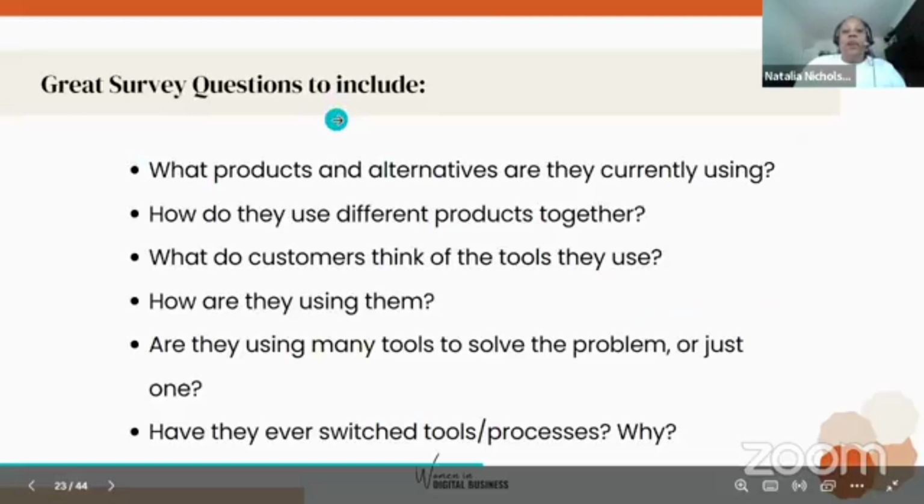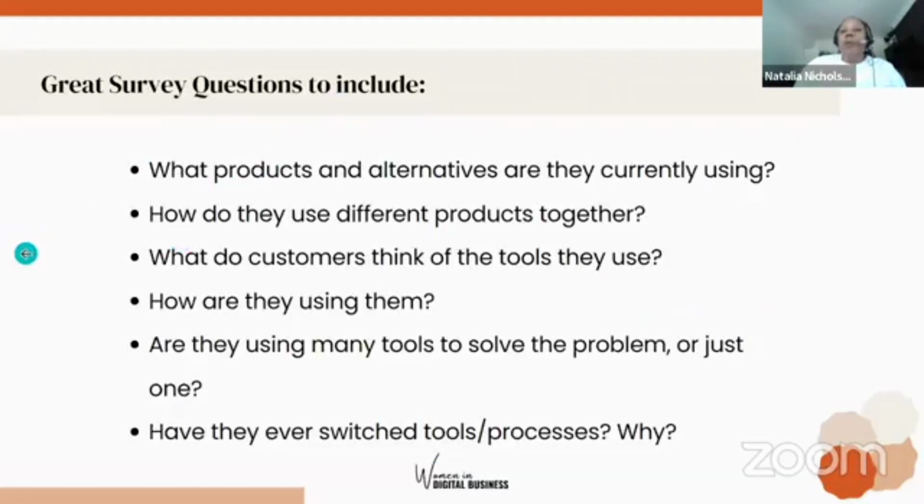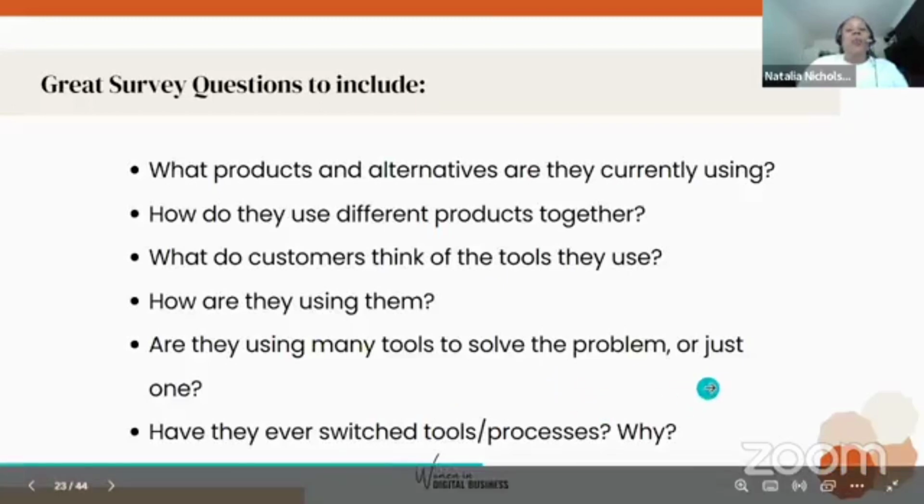So great survey questions to include are things like, what products and alternatives are they currently using for the problem that you solve? How do they use different products or services together? Maybe you're a service business. What do customers think of the tools they use? What do they think about the tools they're using at present for the problem that your business solves, whether that's a product or a service? How are they using them? Are they using many tools to solve the problem or just one? Have they ever switched tools or processes, and why?